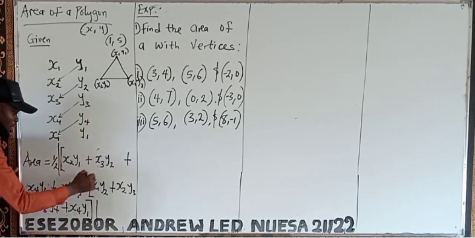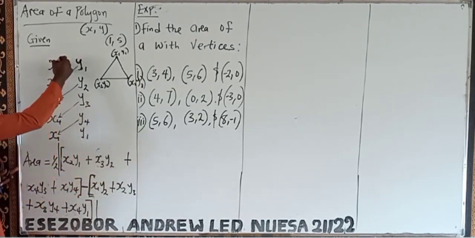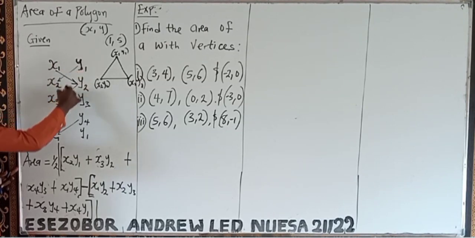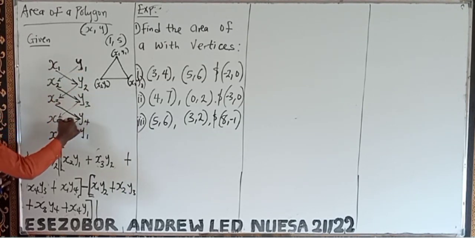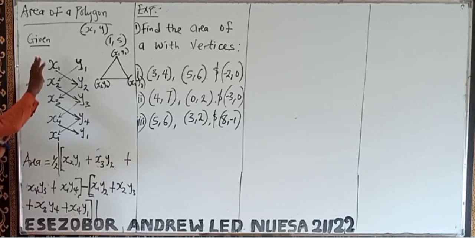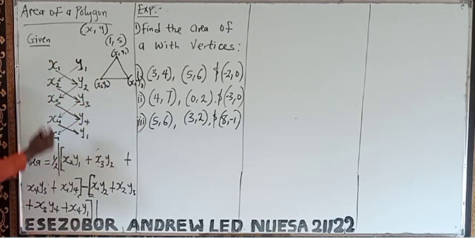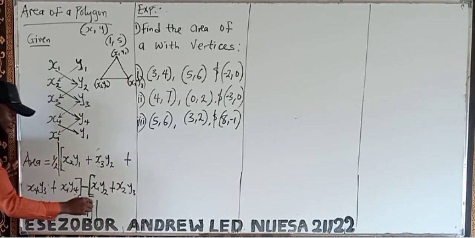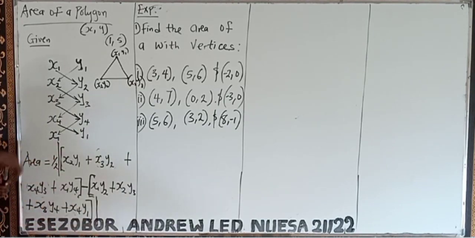Then minus, repeat the same thing again: x1 times y2, x2 times y3, x3 times y4, x4 times y1. So minus this other side. But even though you do this side minus this side, since you are taking the magnitude, remember that magnitude means take only the absolute value, the size.